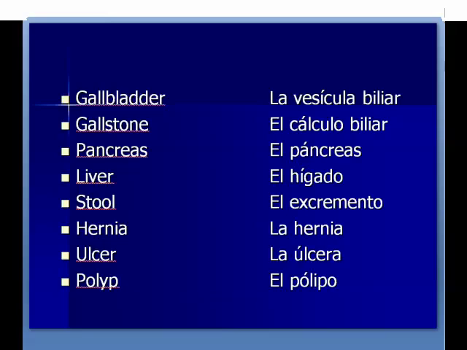Hernia, la hernia. Ulcer, la úlcera. Polyp, el pólipo.